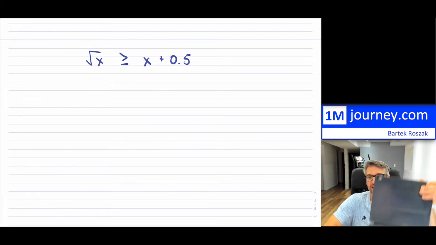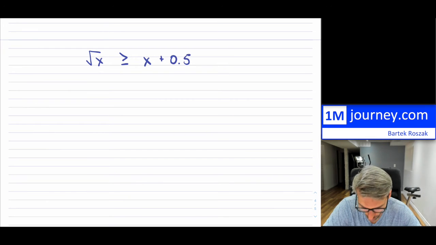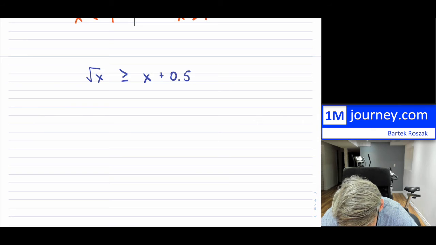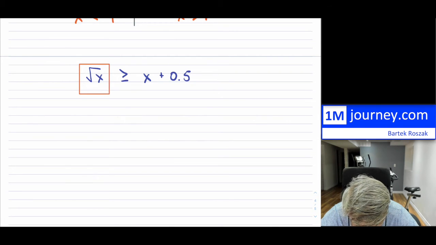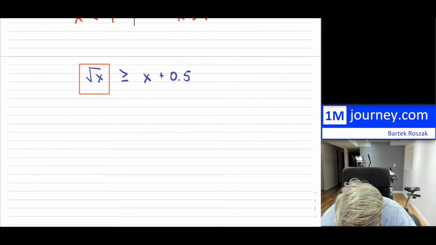Again, if you try to solve this inequality, what might you try to do? You might say, well, this is the square root, so what if I square it? Maybe I can square it. If I square it, I'm just going to get x, and that means I'm going to square both sides.